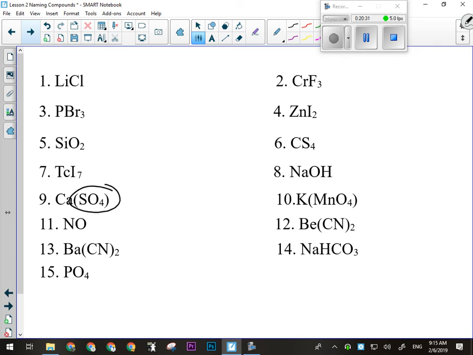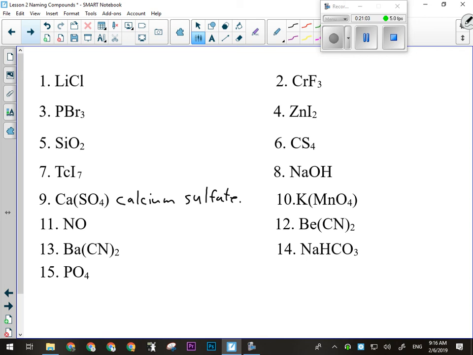All right. So if I'm naming this compound here that has a polyatomic ion in it, it's actually quite simple. I name it just like I would any other ionic compound. First, I name the metal, and then I name the nonmetal. The name of SO4, according to your table, is sulfate. And that's it. That's all there is to it. Okay, I just have to write the name of it, and that's it. Okay, everybody all right with that?